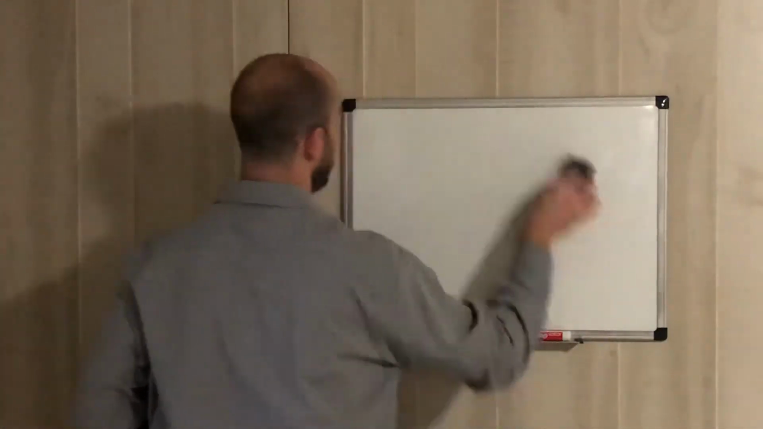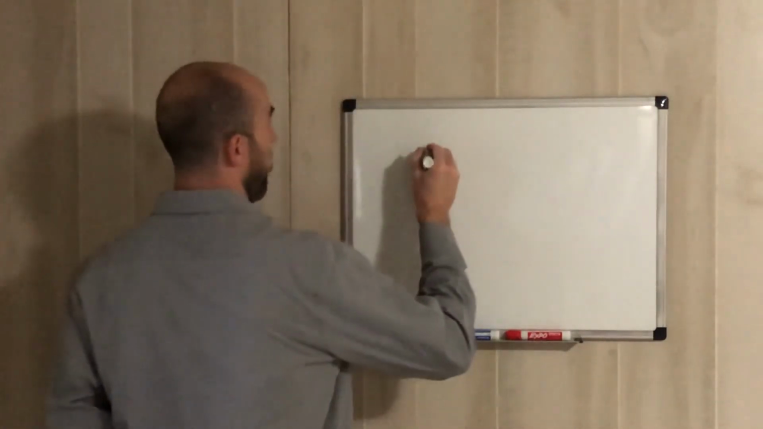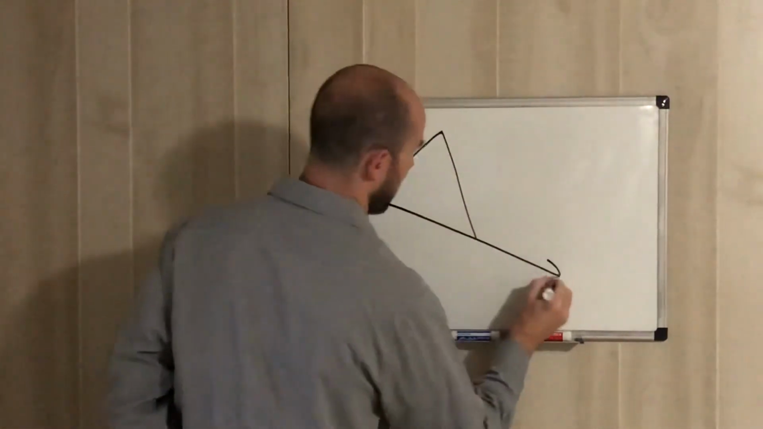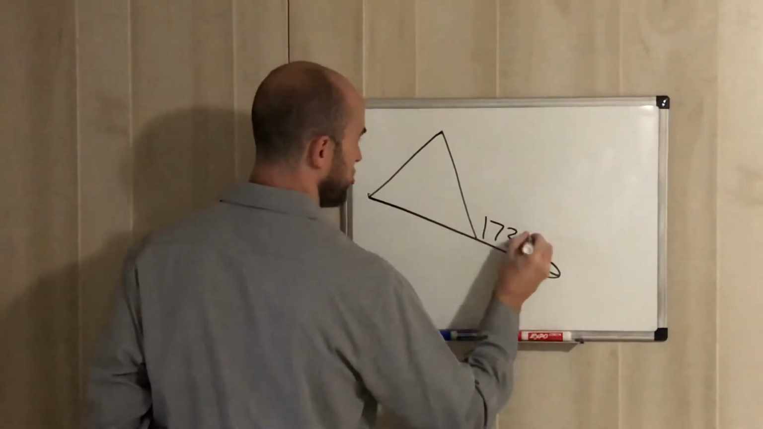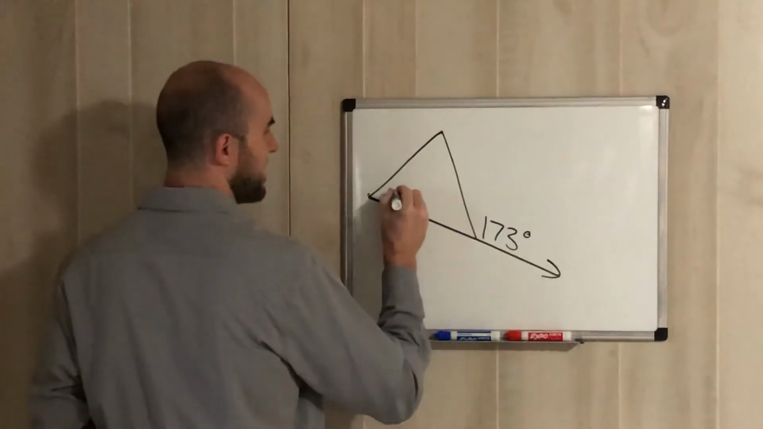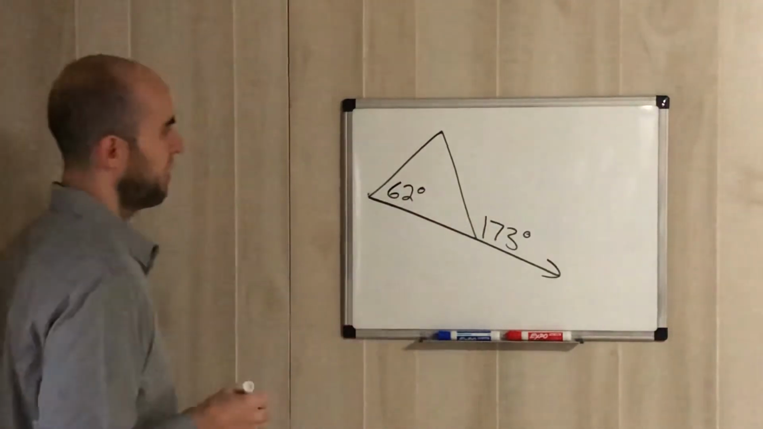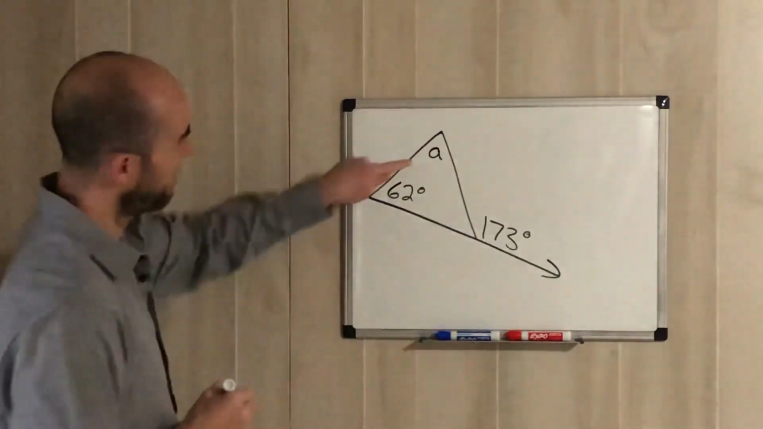But again, you have to make sure that it's not just any two angles. You have to make sure it's the remote interior angles, the two that are away from the exterior angle, right? And then again, if they give you this, okay, let's say that they give you, that's 173 degrees. Let's say that this one here is 62 degrees, right? And I'm trying to find the measure of one of the interior angles right there.